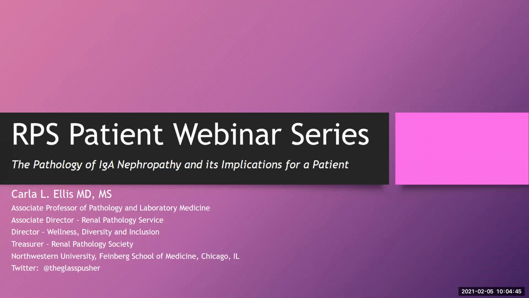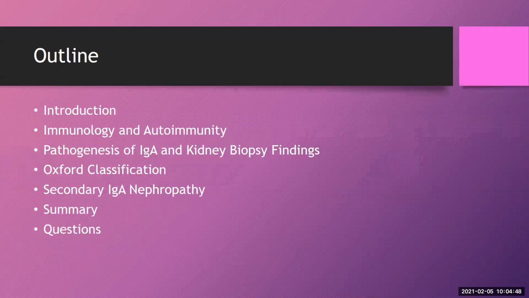With that being said, let's roll into the pathology of IgA nephropathy. Before we do that, I want to give a quick outline of the talk. First, I'll give a brief introduction to IgA nephropathy, and then I want to give the basics of immunology and autoimmunity. Then I'll move on to the pathogenesis of IgA nephropathy and then give some examples of what we see on the kidney biopsy. Then very, very importantly, I want to give a little bit of information about the Oxford classification. It's very important how it's evolved over time and how it's crucial for the management of IgA nephropathy.